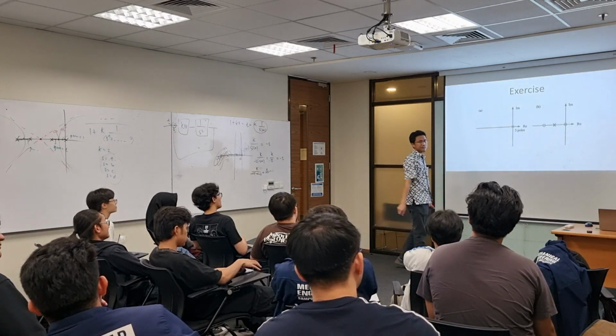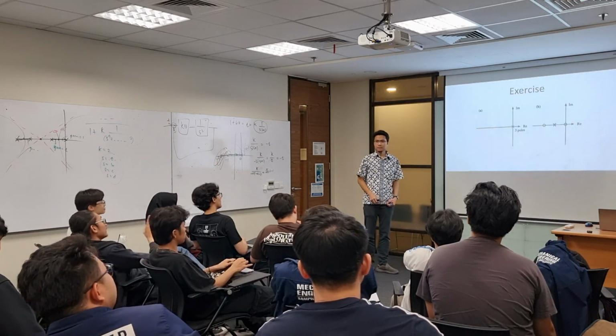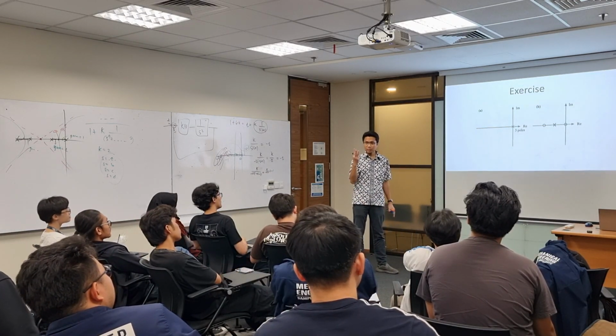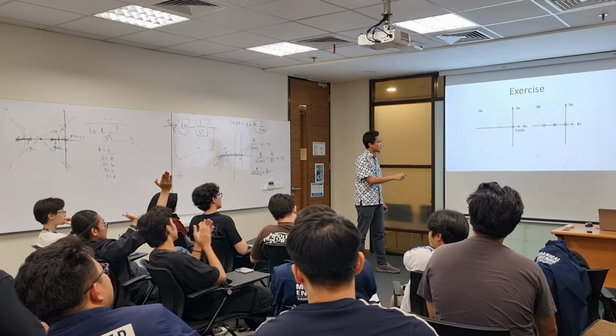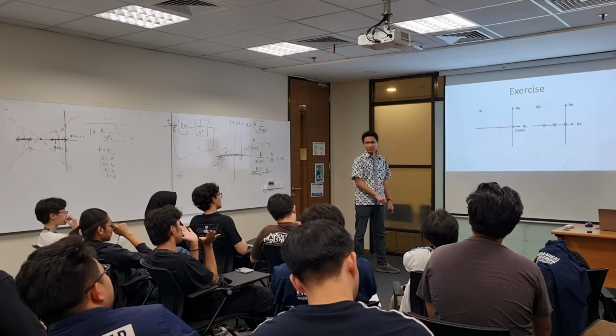Number A. It's just a sketch. 3 poles means 3 asymptotes. 3 asymptotes, correct. It goes, one goes there, and then one goes to the left.